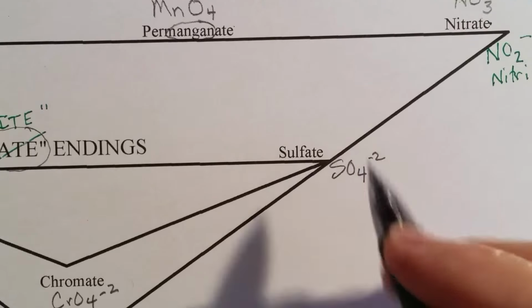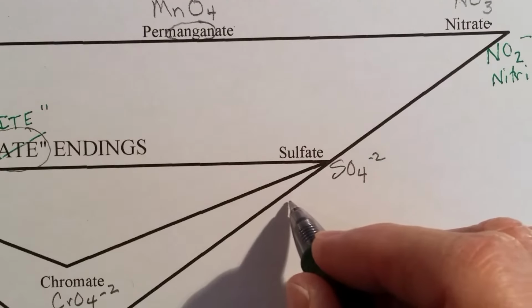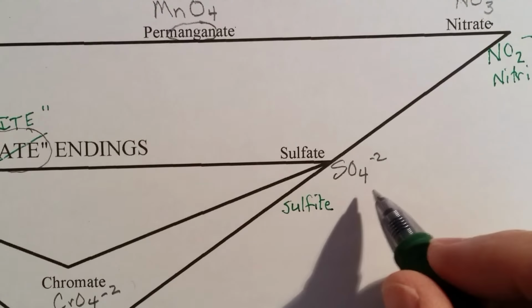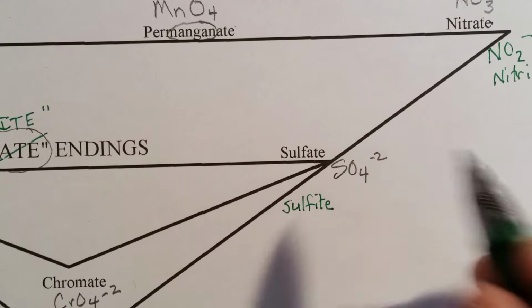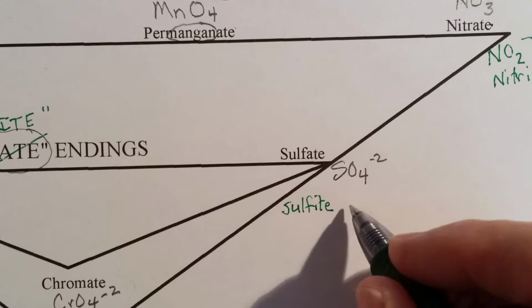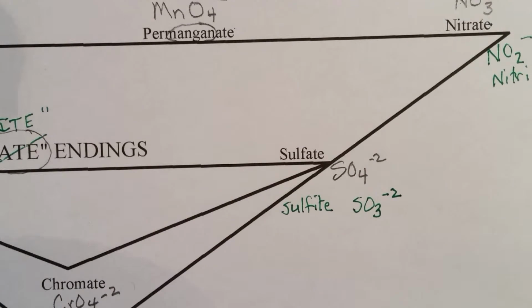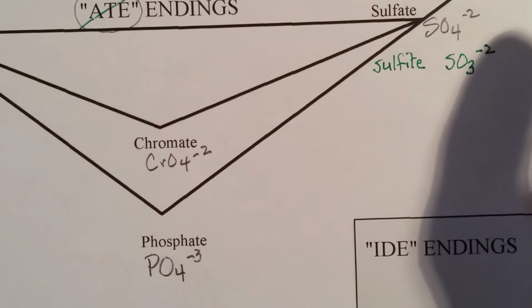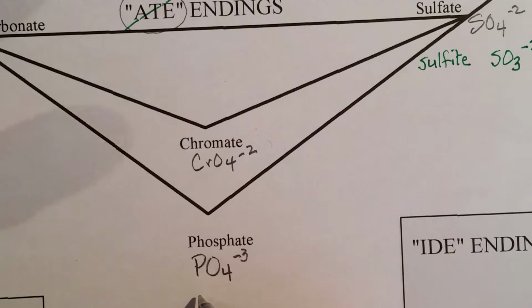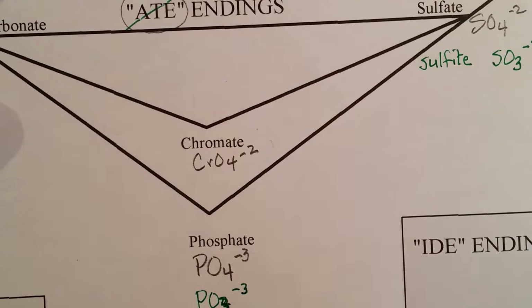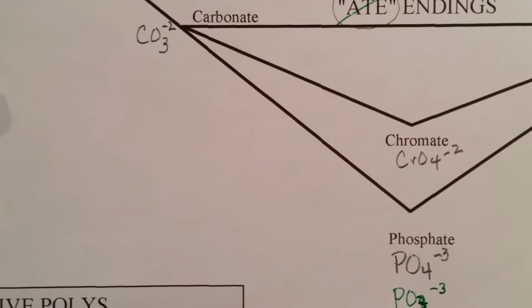If this is sulfate, then you can have sulfite. And all the -ites have one less oxygen than their -ate partner. So sulfate would be SO4 and sulfite SO3. Thank goodness the charges are the same. Now, I don't think you have to know this, but let me see if you can figure this out. What would phosphite be? PO3 with a -3 charge. That would be phosphite, but it's not on your name list to know.